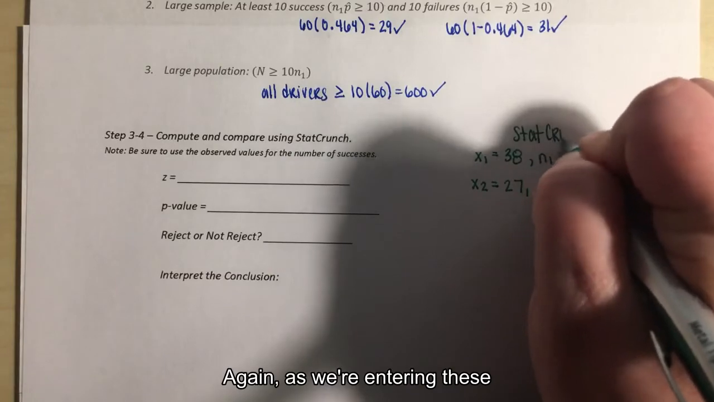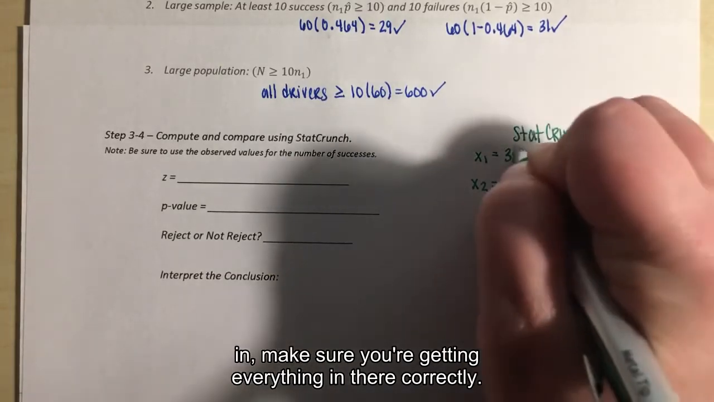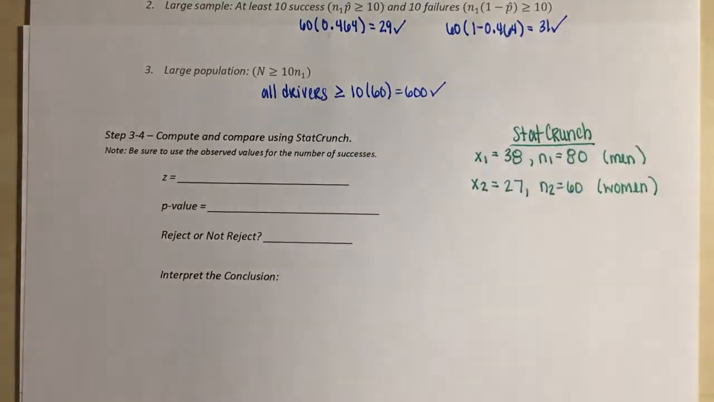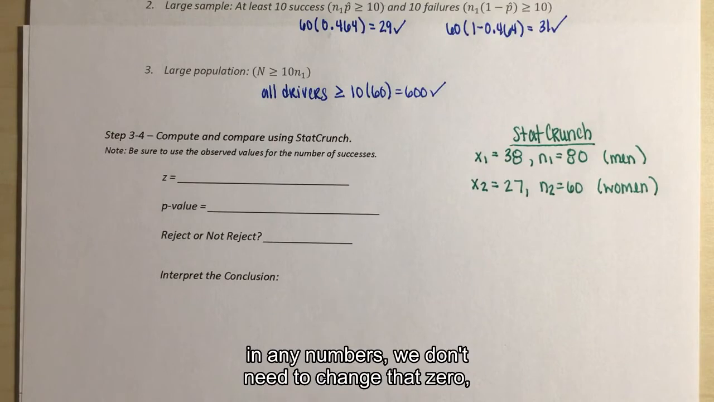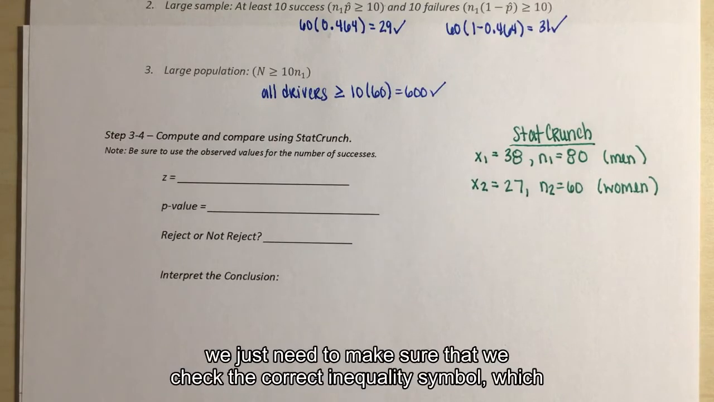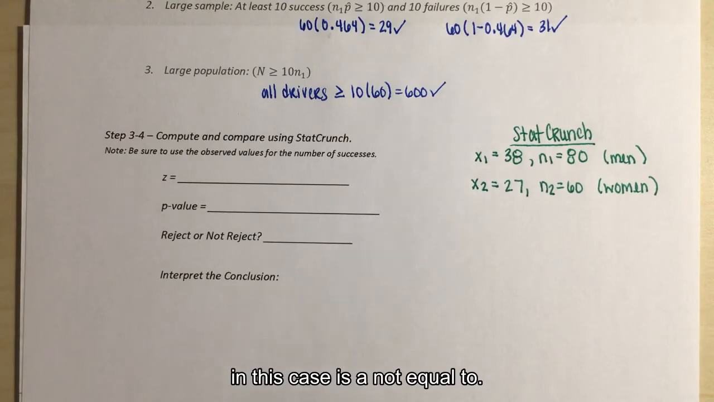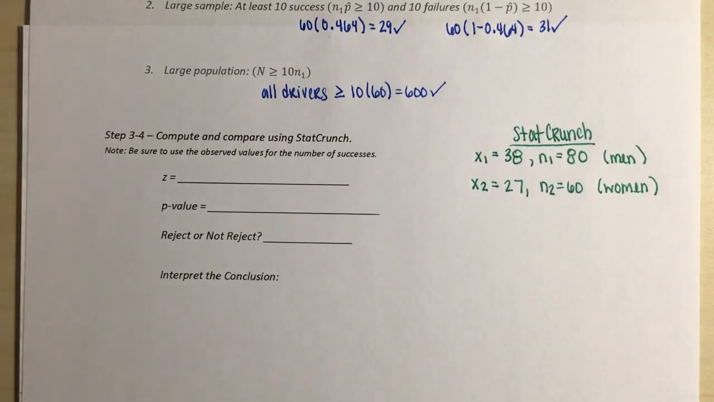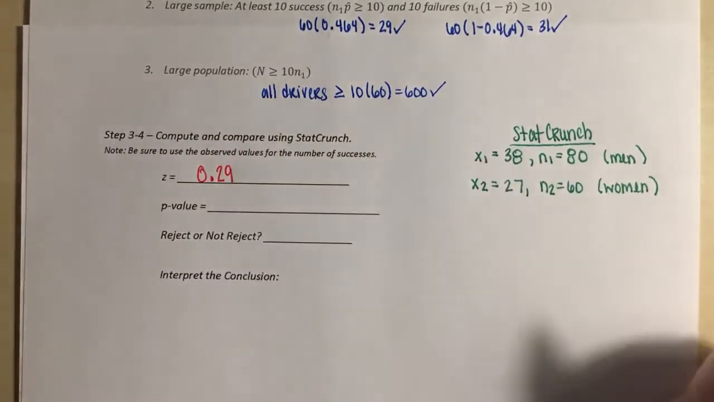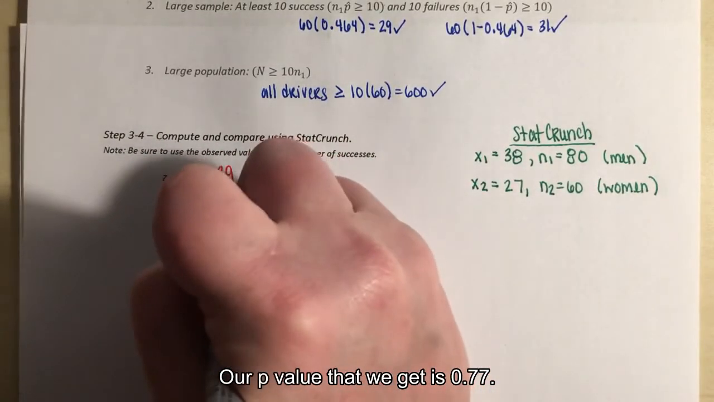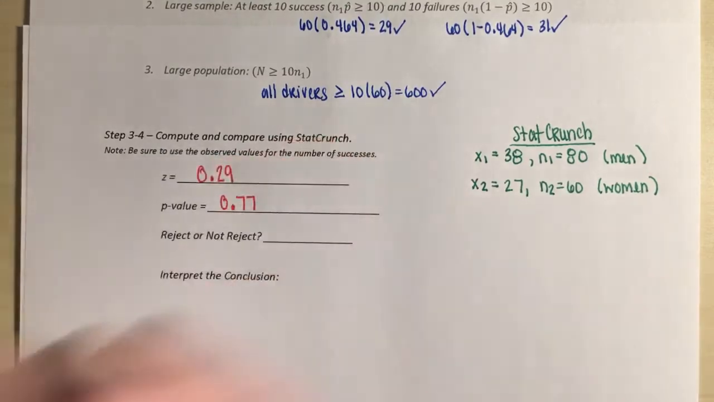So again, as we're entering these in, make sure you're getting everything in there correctly. When we're looking at the bottom part, we don't need to put in any numbers. We don't need to change that 0. We just need to make sure that we check the correct inequality symbol, which in this case is a not equal to. Okay, so our Z we get is 0.29. Our p-value that we get is 0.77.